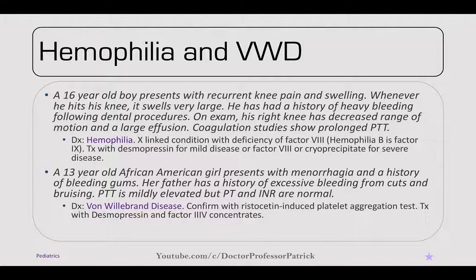Next case is a 13-year-old African-American girl who presents with menorrhagia and a history of bleeding gums. Her father has a history of excessive bleeding from cuts and bruising. PTT is mildly elevated, but PT and INR are normal. The diagnosis would be von Willebrand disease. You can confirm with a ristocetin-induced platelet aggregation test and treat with desmopressin, or factor 8 if it's severe.